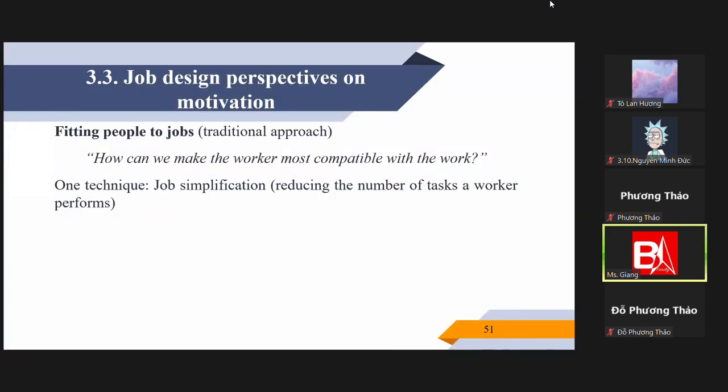For the first approach, the traditional approach, people believe that in order to make employees motivated, we should fit individuals to the job. We answer the question, how can we make the worker most compatible with the work? And we have one technique for fitting people to the job: simplification. By using job simplification, we can reduce the number of tasks a worker performs, and it makes everybody compatible with the work.